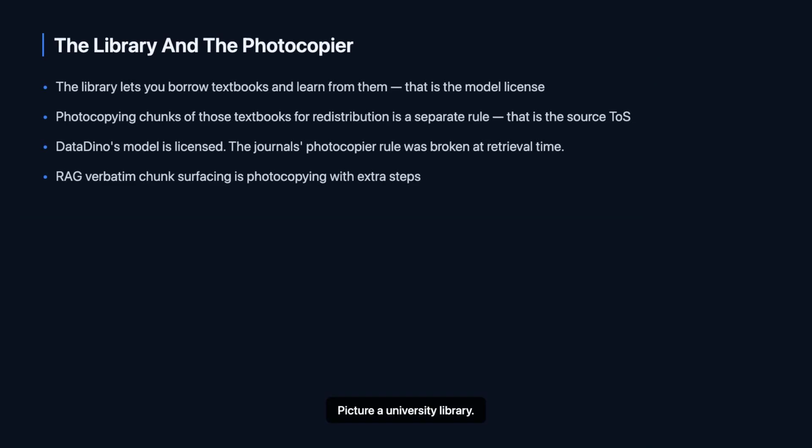Picture a university library. The library lets you borrow textbooks and learn from them. That's the model license, what your brain, or your model, is allowed to do with the material. But the library also has a rule against photocopying chunks of those textbooks and redistributing them. That's the source document terms of service.